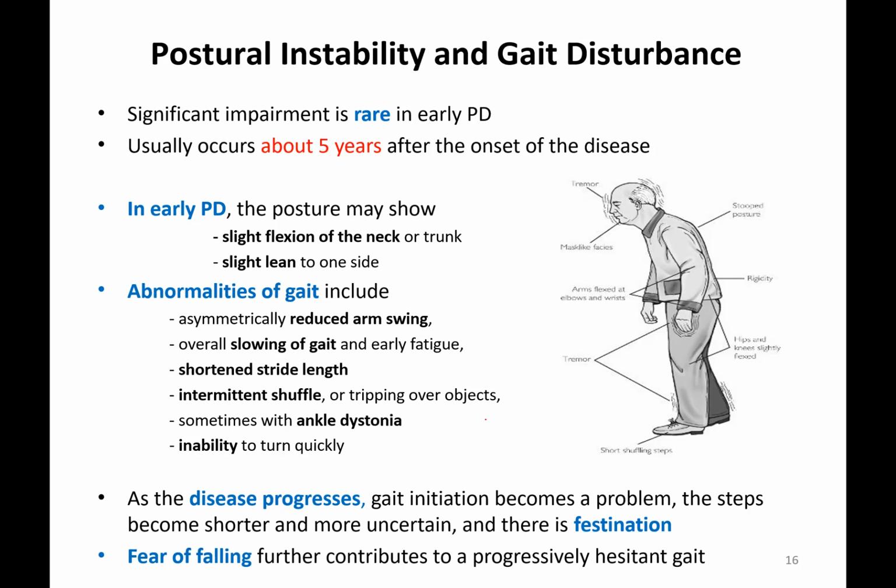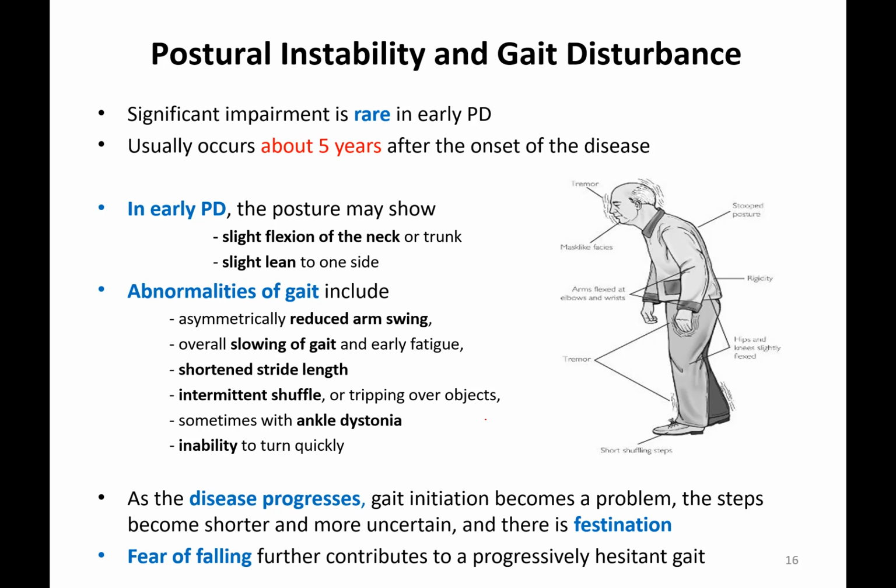Intermittent shuffling, as though he is shuffling with chappals. Sometimes we have to shuffle. If there is a line, we are asked to shuffle. We will start walking, we will shuffle. Like that they will be shuffling, and ankle dystonia may be there, with inability to turn quickly to the right or left side and look forward. And then there will be propulsion and retropulsion, and steps become shorter and more uncertain.